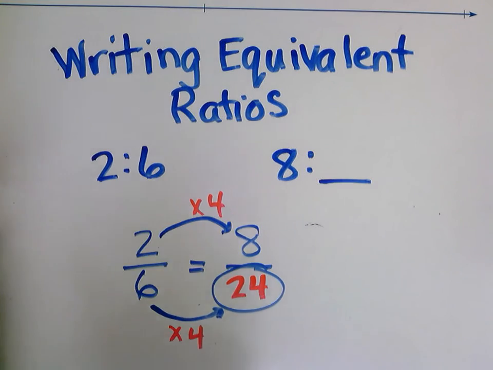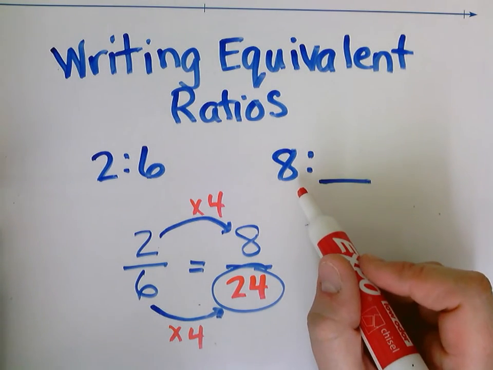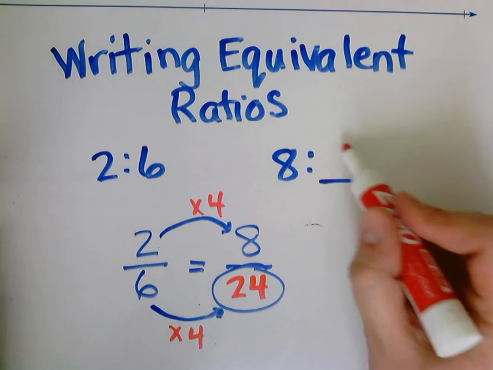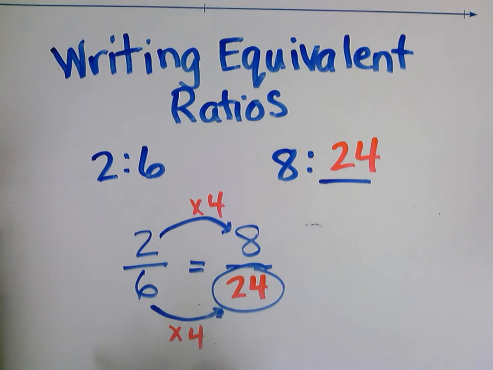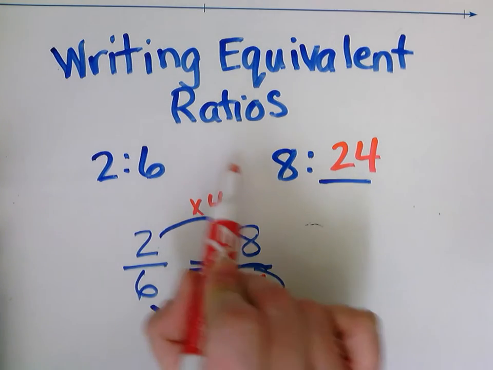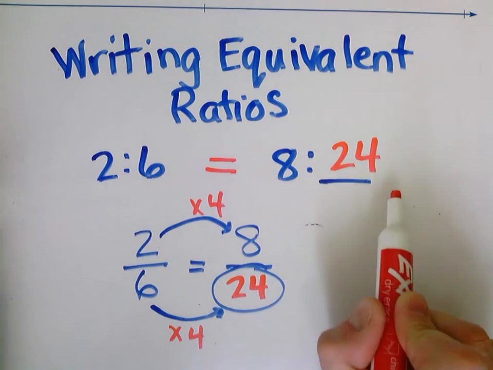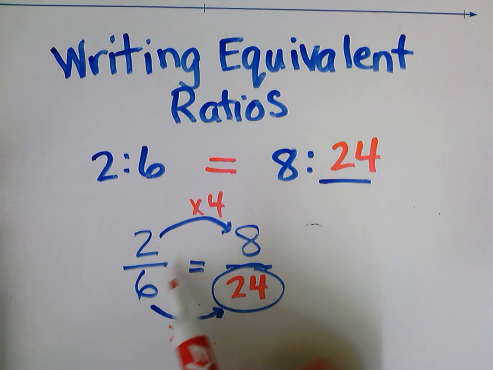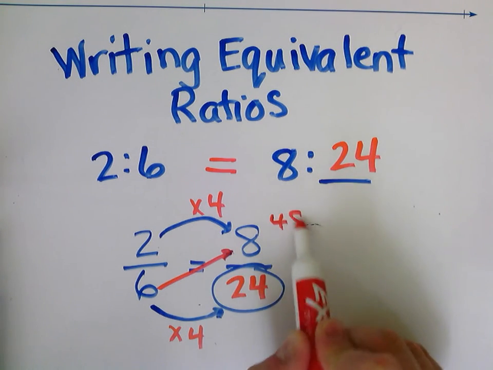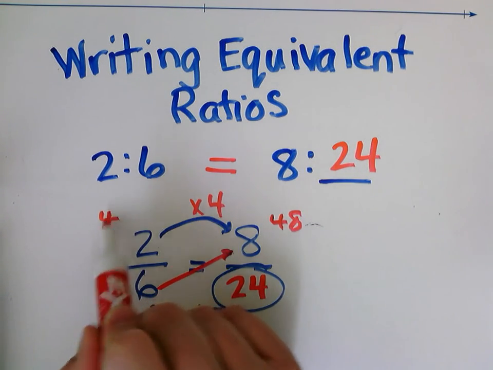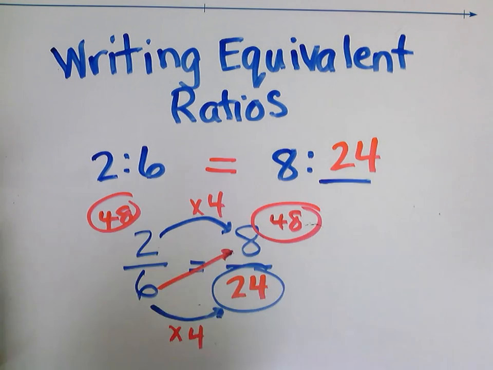So that means for every 8 bones that my dog ate, he buried 24 of them in the backyard. So we're going to have a lot of holes in the backyard to be watching out for. Now I know that 2 over 6 is equal to 8 over 24. And again, I can double check this way. 6 times 8 is 48. 2 times 24 is also 48. So these are equivalent ratios.